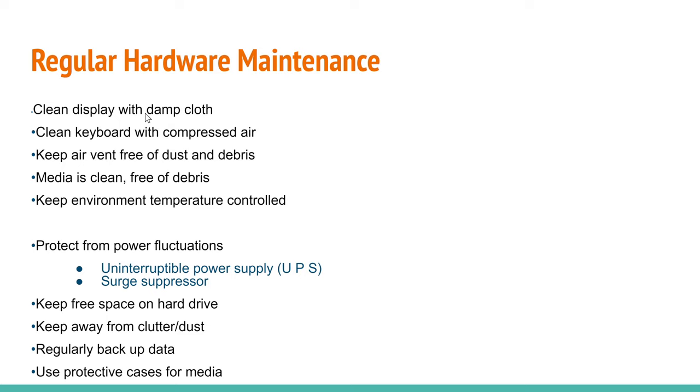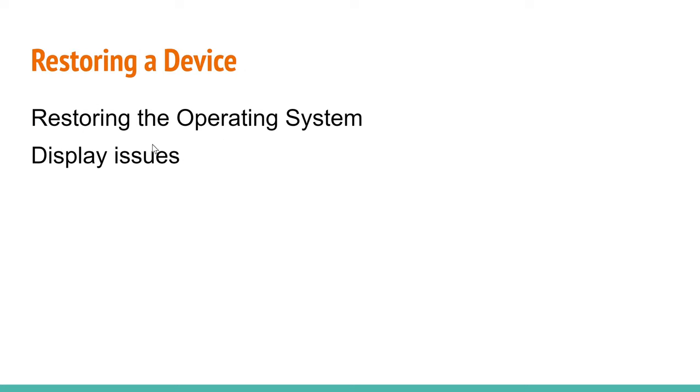Regular hardware maintenance: clean the display with damp cloths, clean the keyboard with compressed air, keep air vents free of dust and debris, keep media clean, keep the environment temperature controlled, protect against power fluctuations with an uninterruptible power supply or surge suppressor, keep free space on the hard drive, keep away from clutter and dust, regularly back up data, use protective cases for media.